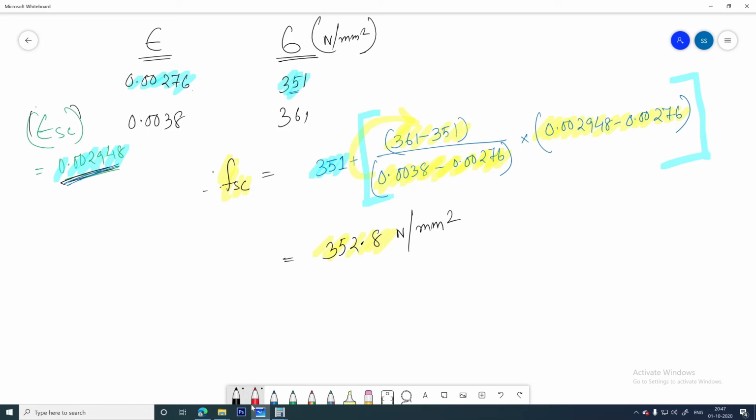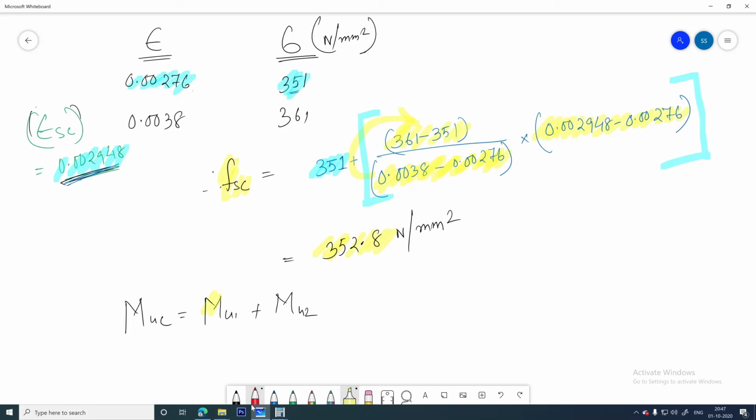Now it is very easy to determine the final part, that is the MUC. I have shown you this MUC needs to be determined, and MUC is equal to MU1 plus MU2.